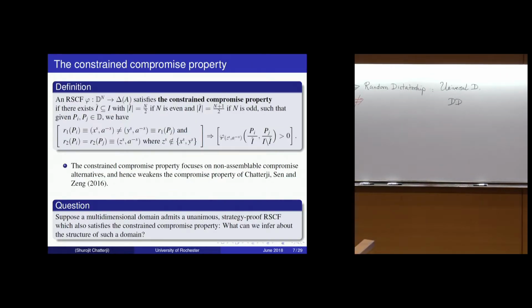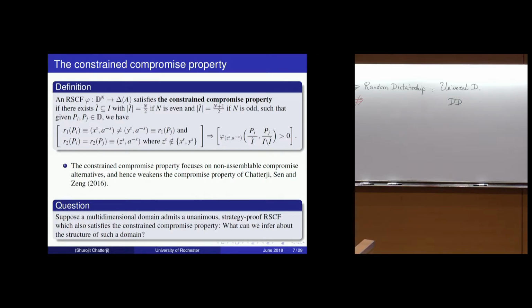Now, I'm going to introduce my point of departure from random dictatorships. The idea was that I need to institute a systematic way of giving positive probability to compromise alternatives, and I will use this property to generate some structure on the preference domain. So this is the input I'm putting into my analysis. I would like this to be as weak as possible, systematic but weak.